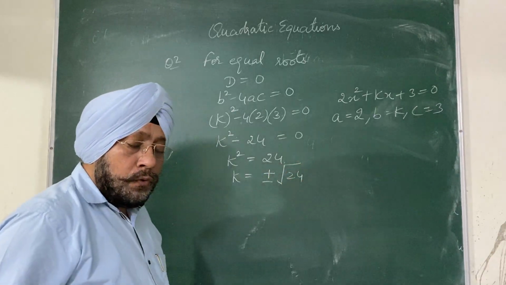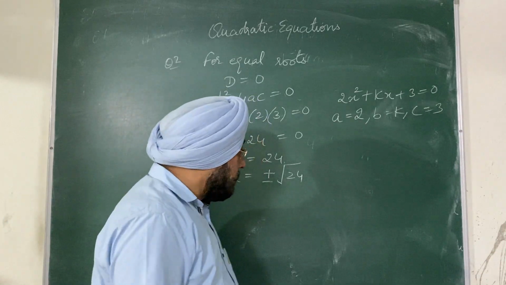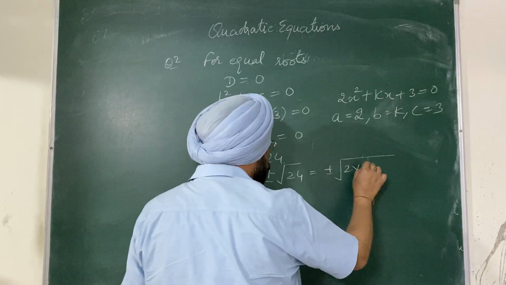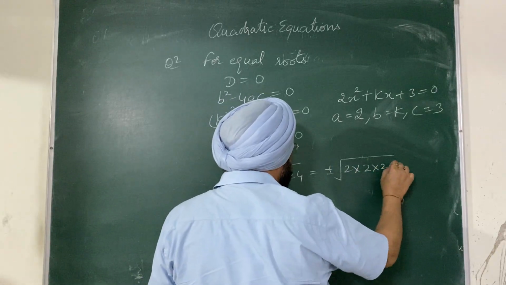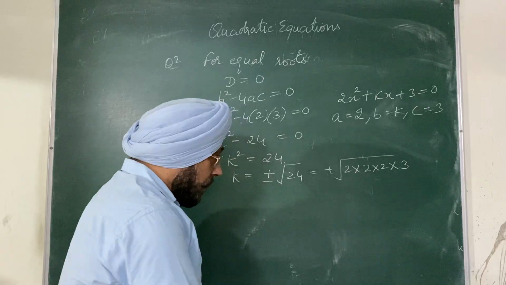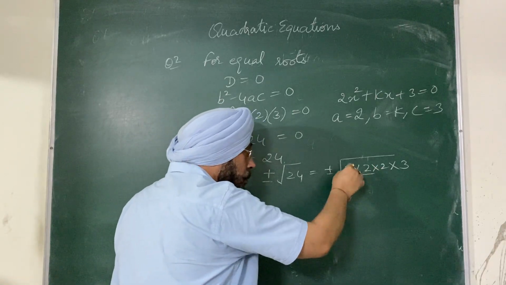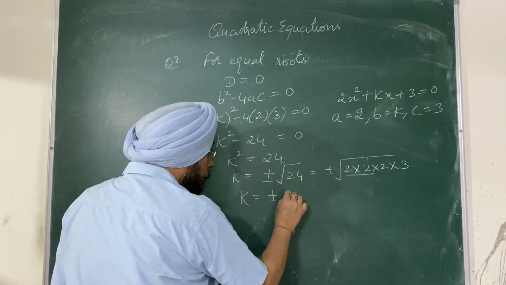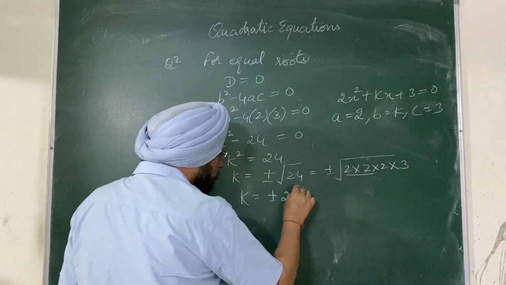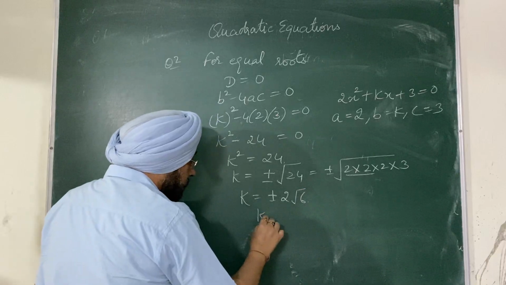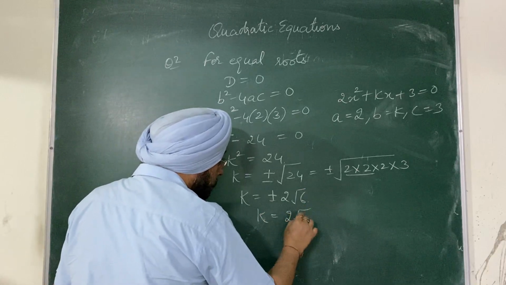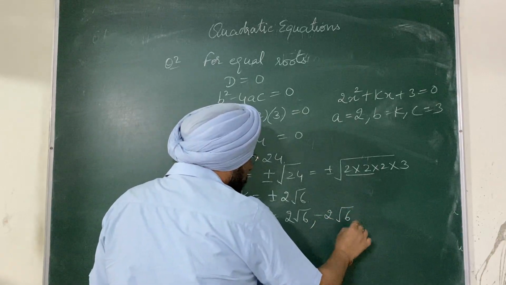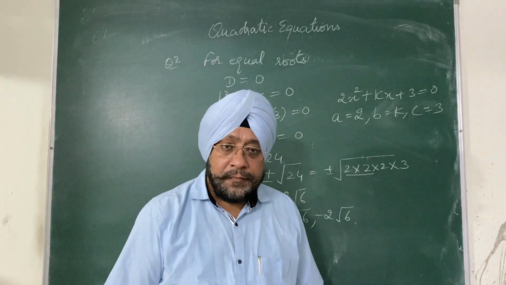Now since 24 has prime factors, we have to convert it into factors. That is 2 multiplied by 2 multiplied by 2 multiplied by 3. So we can easily see, we can take one 2 out of the root. We get plus minus 2. What is left? That is 2 into 3, 6. So it means we are having two answers, positive 2 root 6, negative 2 root 6. Clear, buddy?